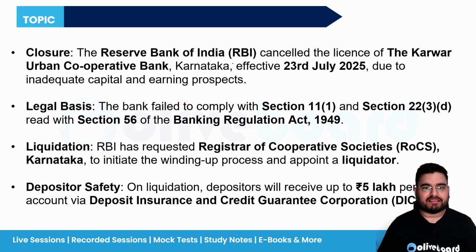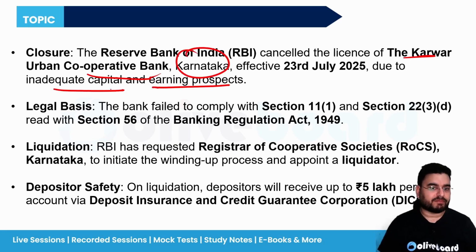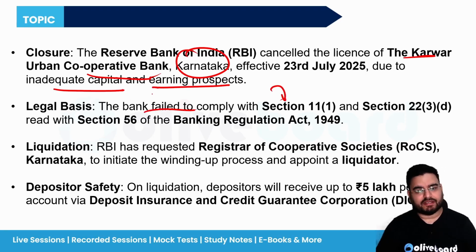So the RBI cancelled the license of Karwar Urban Cooperative Bank of Karnataka due to inadequate capital and earning prospects. Also, the bank has failed to comply with different sections of the Banking Regulation Act, and because of this, RBI has requested to initiate the liquidation and winding up of this cooperative bank.